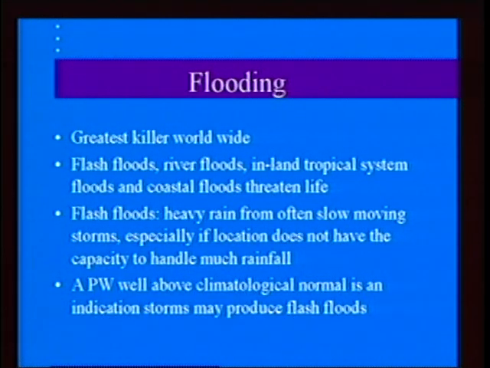A precipitable water value well above the climatological normal is an indication storms may produce flash floods. So if a certain location at a certain time of the year tends to have 1 inch of precipitable water, usually the vegetation is going to be adapted and the environment is going to be adapted to that much moisture in the air. But suppose that there's twice as much moisture in the air as normal. Suppose there's 2 inches of precipitable water over a location that usually only has 1 inch, and heavy thunderstorms develop in that region. In that situation, flash flooding is likely.